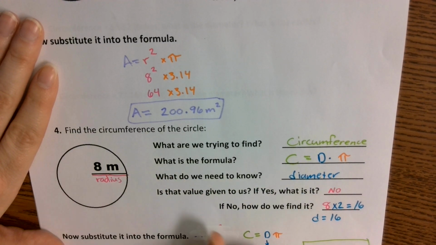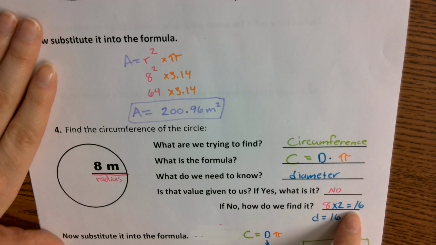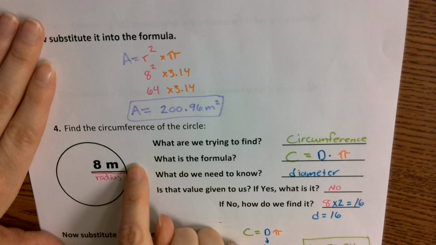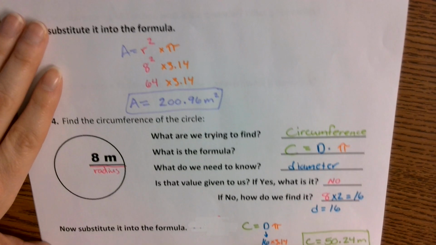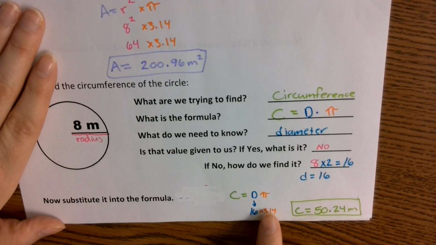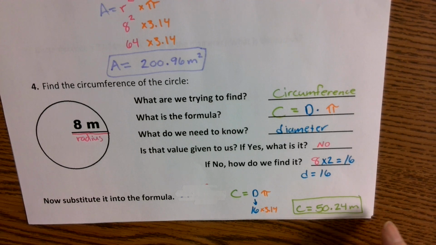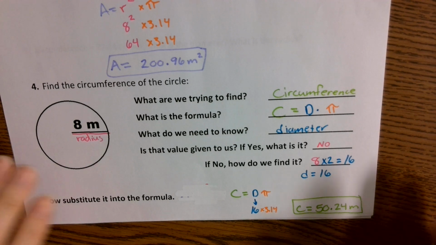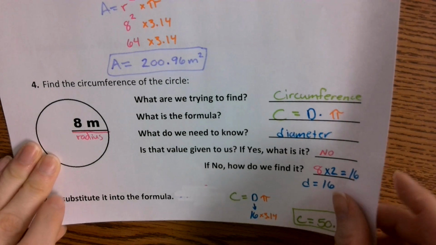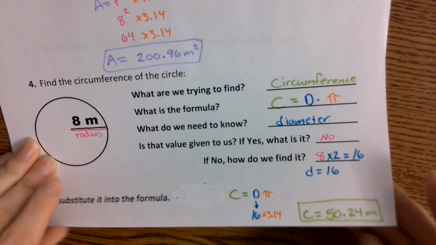Diameter is doubled. Okay, so you're doing 8 times 2, which is 16. The diameter is going to be 16, and then you just plug it into the formula. 16 times pi comes out to 50.24, and that is meters. Okay? All right, turn it on over to the last page. I'll put this back up there while you guys are working on your assignment, but if you have time, actually, you might not have time to work on it today in class.